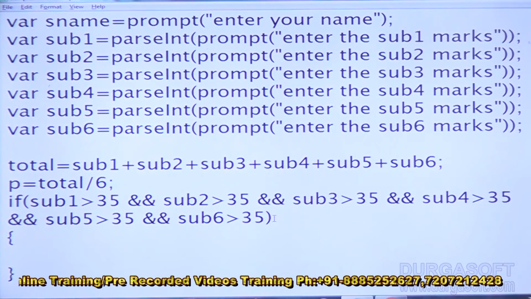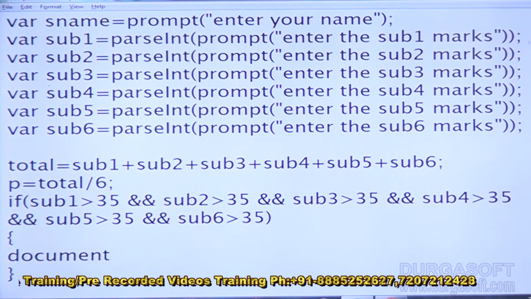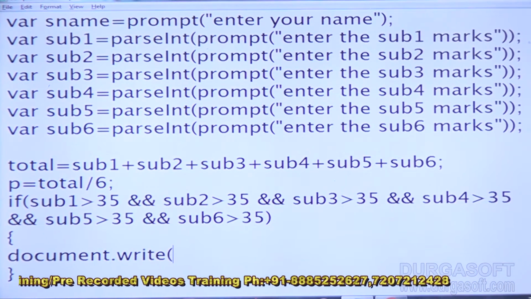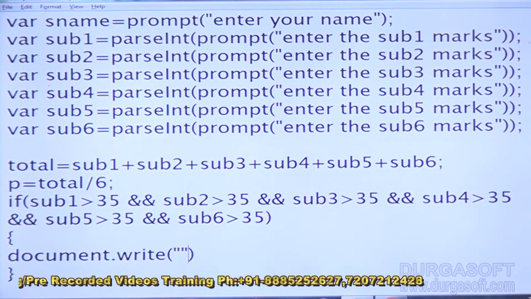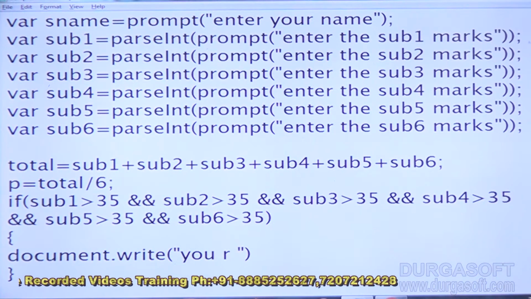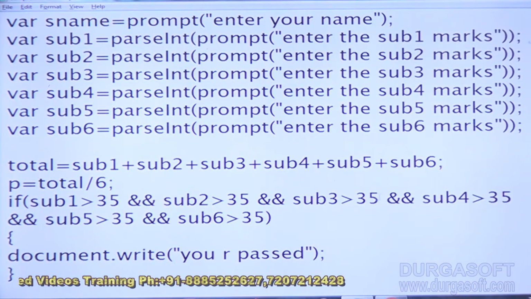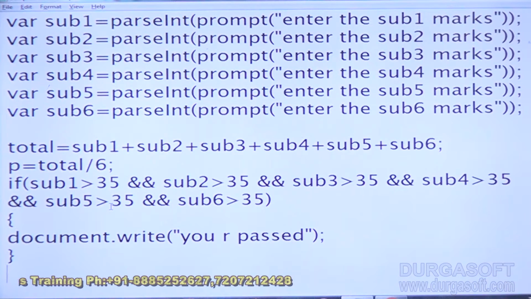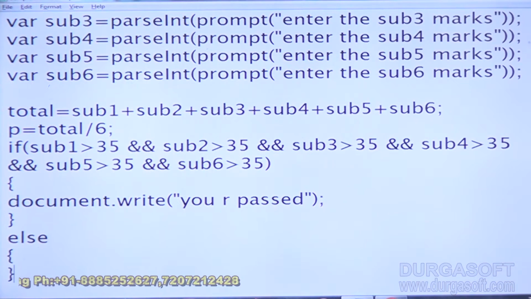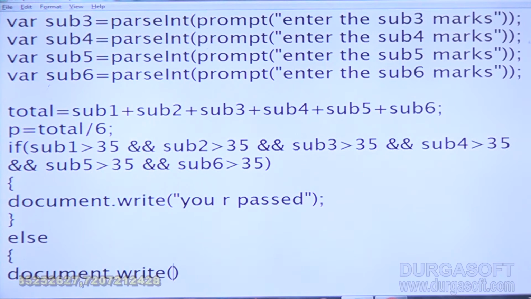Next, here I am writing document dot write of you are passed. Next, if the condition is false, what is the meaning? He is failed. Document dot write you are failed.